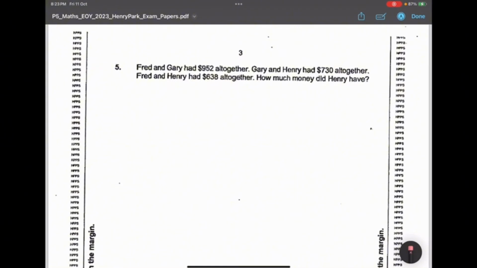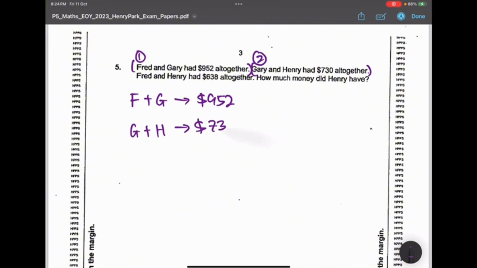Moving on to question number 5. Right, it says Fred and Gary had $952 all together. Alright, so what I want to do is to list it down. Fred and Gary has a total of $952. Now moving on to sentence number 2. Gary and Henry had $730 all together. So Gary plus Henry has a total of $730. Sentence number 3 says Fred plus Henry has a total of $638 altogether. Now moving on to the question, it says how much money did Henry have?